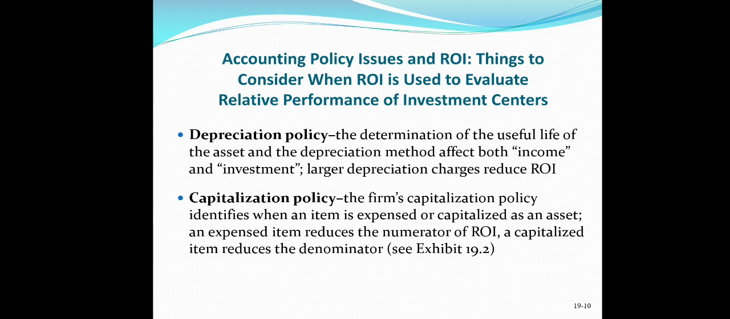And the second thing is the capitalization policy. The firm's capitalization policy identifies when an item is expensed or capitalized as an asset. An expense item reduces the numerator of ROI, and a capital item reduces the denominator of the ROI. So remember, to calculate the ROI, the basic formula is profit over investment. So the capitalization policy can affect the profit and also can affect the investment. So you have to worry about it.